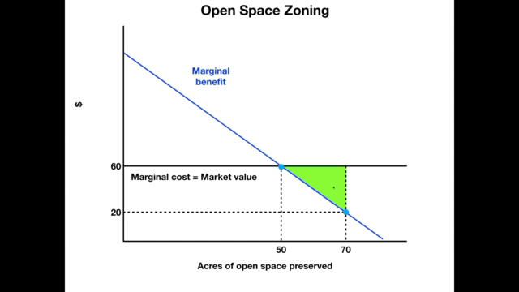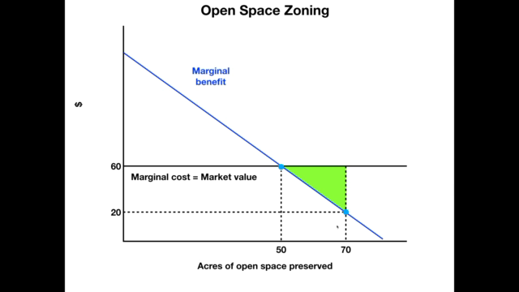So to illustrate what the cost of this is, I've highlighted this area here in green. This area represents the loss in social welfare due to the fact that we are over-preserving open space. Every additional acre from 50 to 70, the marginal benefit is less than the marginal cost. So we're actually detracting from social benefit by having open space that's greater than 50.